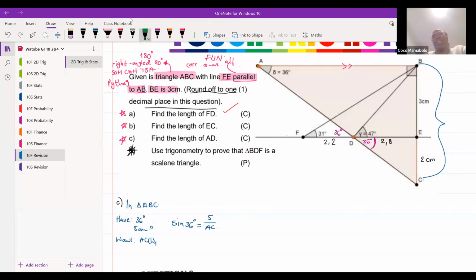Next step. After that, we're going to multiply both sides by AC. Good. And then next step. And then we're going to divide it by sine 36. AC will equal 5 over sine of 36. Good. Give me an answer. 8.5. All right. 8.5 centimeters. Well done. Excellent. That is how it is. So we know that AC is now 8.5.